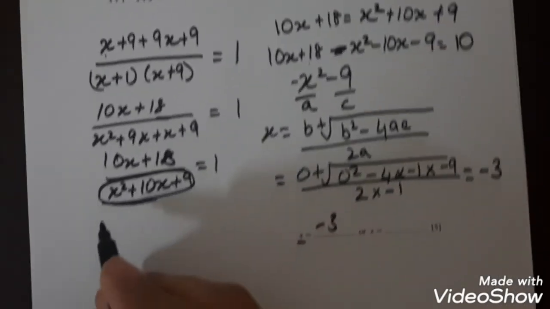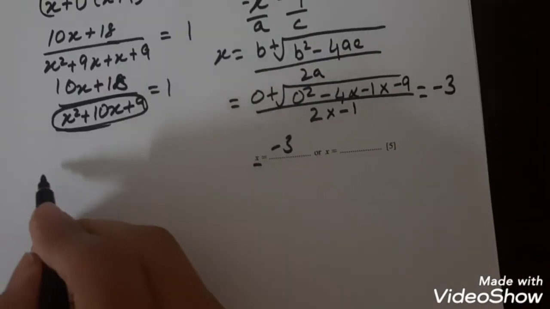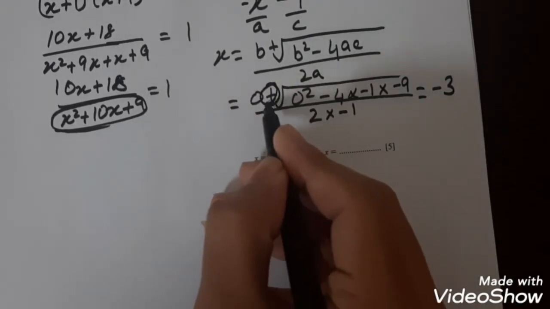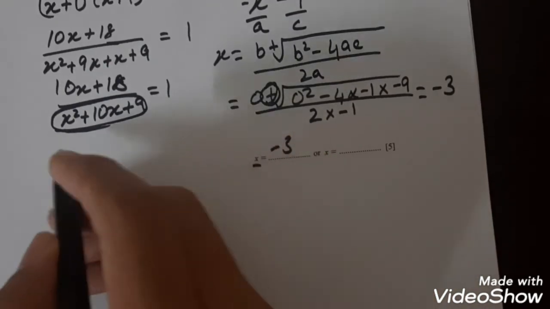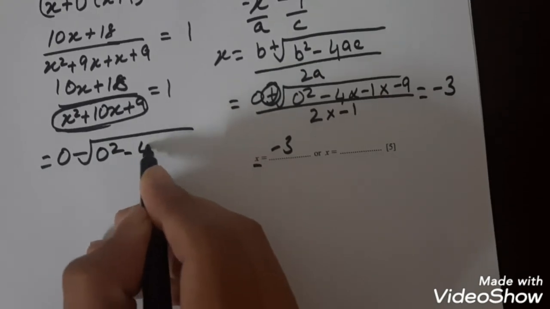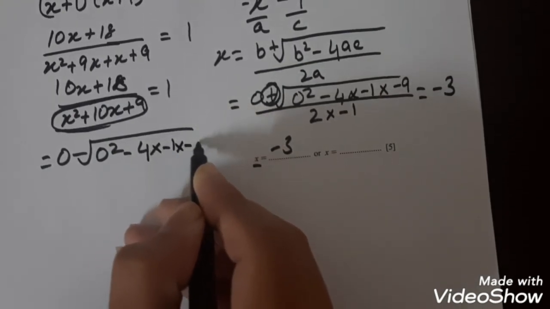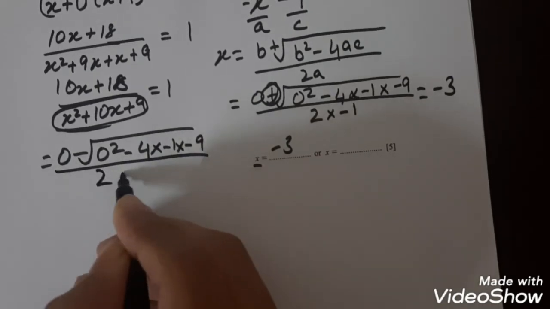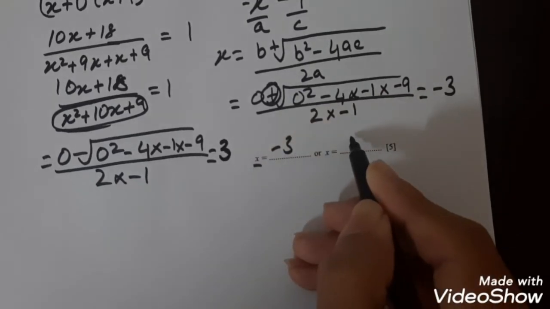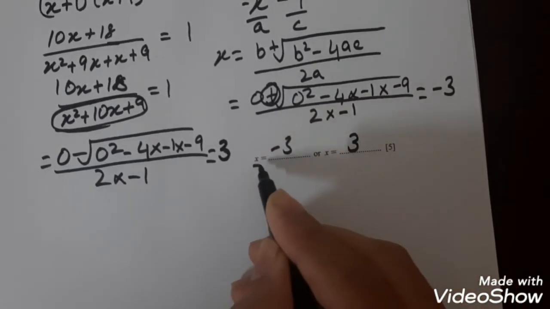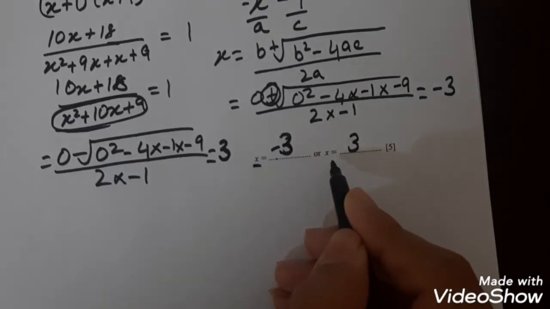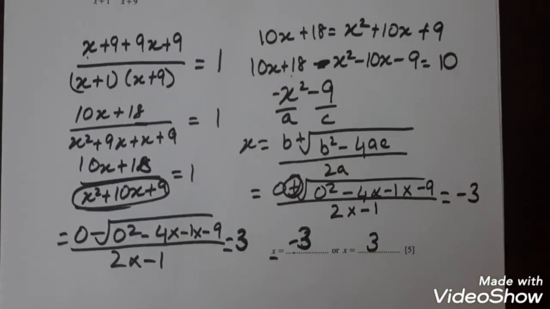Then again we will do the same equation but with a different sign, which over here is minus. So over here we will write 0 minus the square root of 0 squared minus 4 multiplied by minus 1 multiplied by minus 9, divided by 2 multiplied by minus 1, which will be positive 3 or plus 3. So right here plus 3. So one value of x is minus 3 and the second value of x is 3. So this is how we will solve question 24.